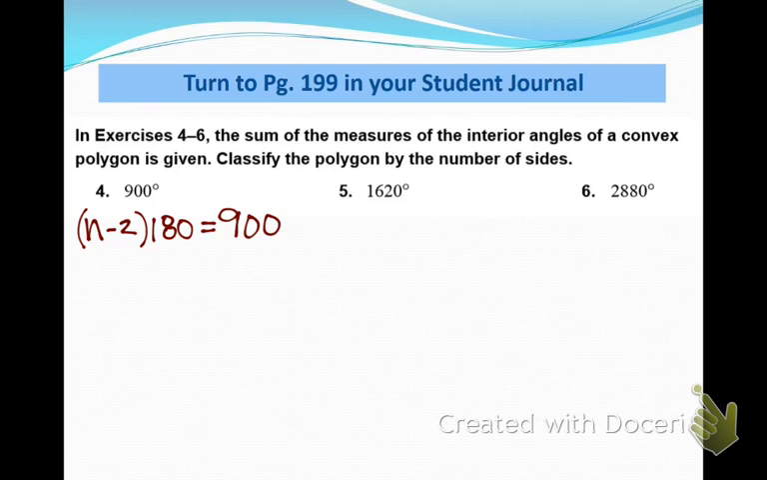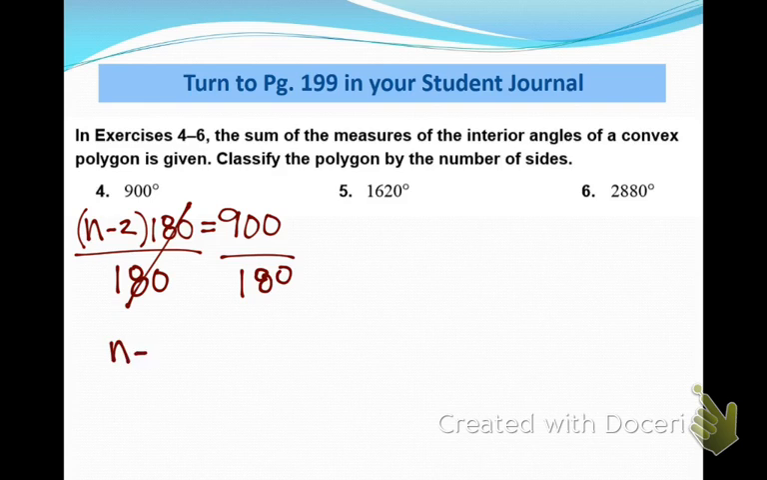So what you do from here, you don't subtract first. You divide by 180. So you're doing it backwards. Before, you subtracted 2 and then multiplied, so now you're going to do the exact opposite. To get rid of that 180, you divide both sides. This minus 2 is in parentheses, so you can't touch it until there's nothing else besides n minus 2 on the left. So divide by 180.